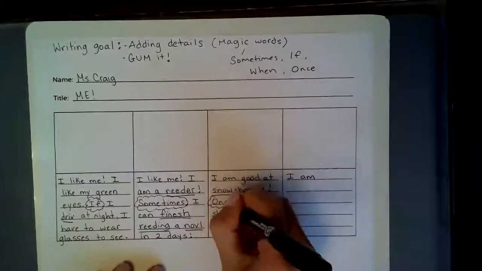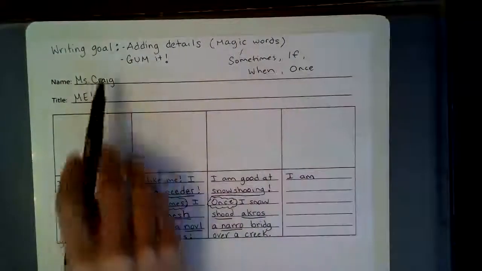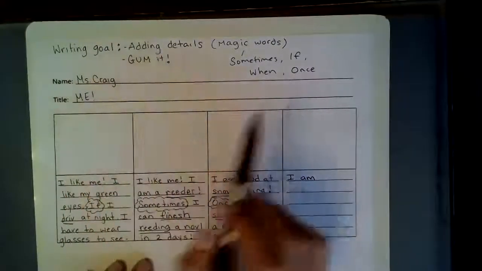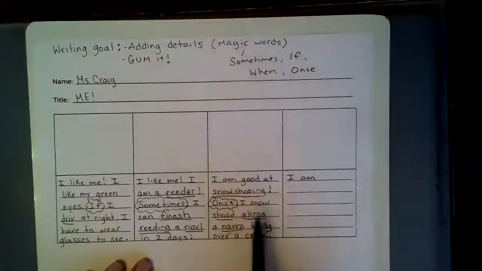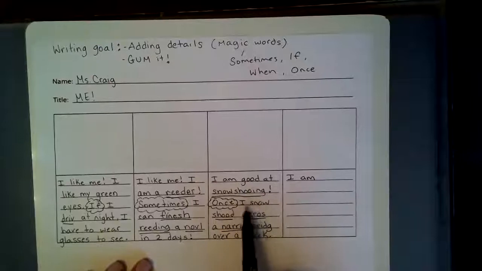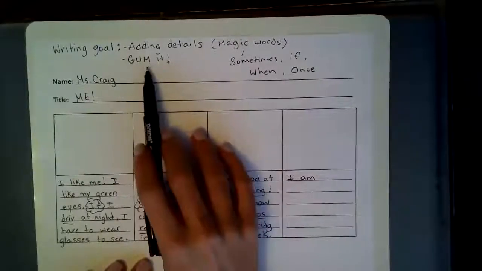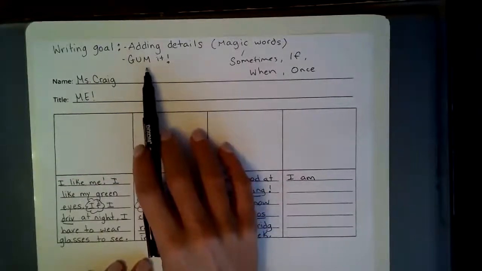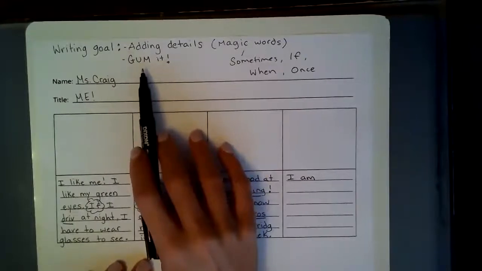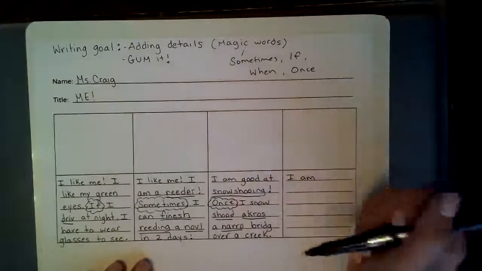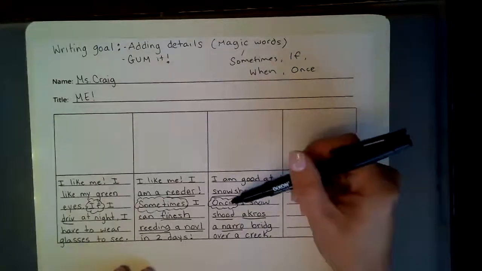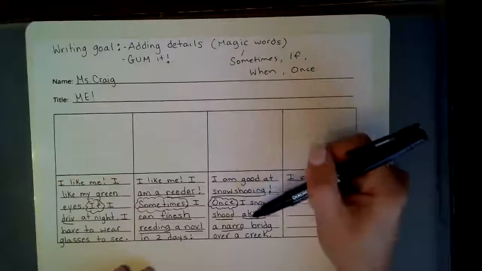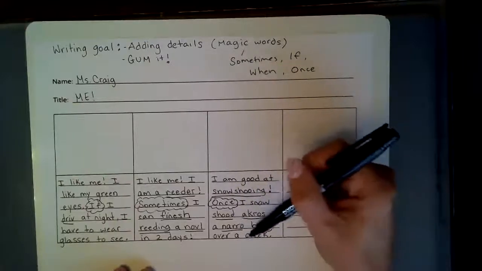Okay. So I'm doing my 2 writing goals. So I'm adding details. So for each box, I'm making sure that I'm adding a magic word so that I can talk about my idea a little bit better. And I'm also gumming it. So I'm doing my best as a writer and I'm just giving it a try, underlining it, and I am moving on. So I am good at snowshoeing. Once I snowshoed across a narrow bridge over a creek.